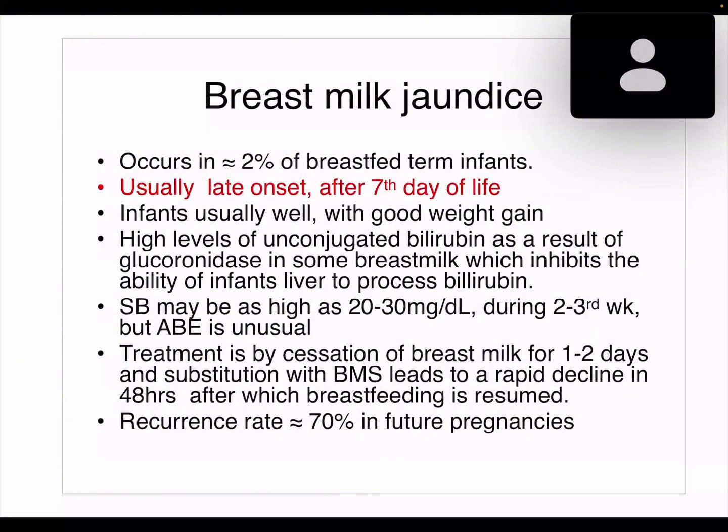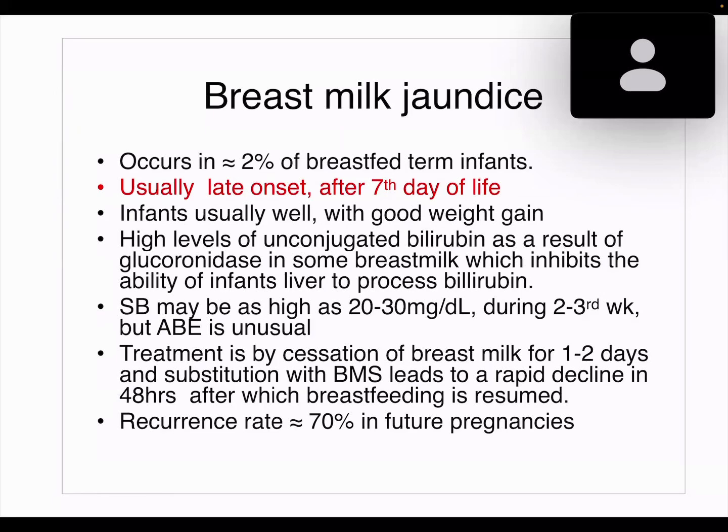And how do we manage this? What we do is we just cease feeding the child breast milk for about 1 to 2 days and substitute with breast milk substitutes, which leads to a rapid decline. Later on, in 48 hours, we notice that the jaundice tends to reduce.